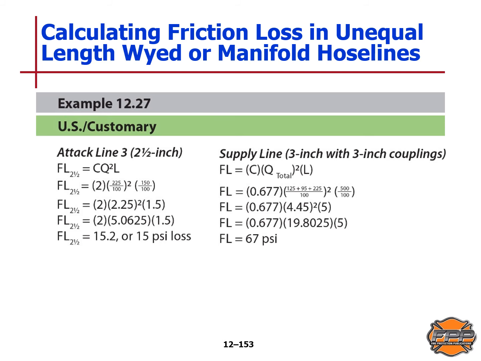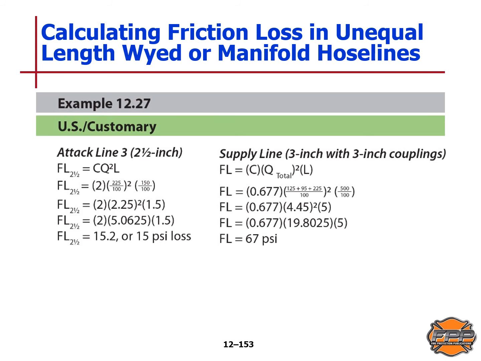And our friction loss at 2.5 equals 2 times 2.25 squared times 1.5. We're just plugging in the numbers. And then let's work out the math. The next line is friction loss at 2.5 equals 2 times 5.0625 times 1.5. And our friction loss at 2.5 equals 15.2 or 15 psi of loss. That's for attack line 3 with 2.5 inch coupling.